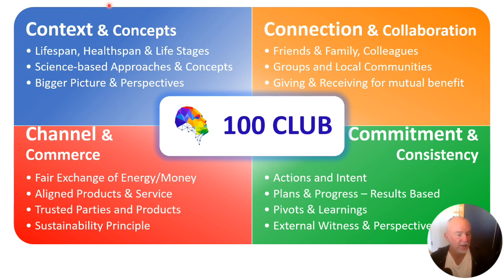Givers and receivers leads us nicely on to the third pillar of the 100 Club, which is channel: a medium or a platform for fair exchange of energy, of value, through various forms of energy, whether that be monetary, attention, focus, our time, or variations of, but quite often monetary exchange. We want alignment between the products and services that we use that gel with the concepts and approaches that we think are important and that are recommended or being used by someone in our connections list, or we want to make sure our connections get to use the appropriate products and services that are aligned with our beliefs and our values. This gives us the trusted parties and trusted products.